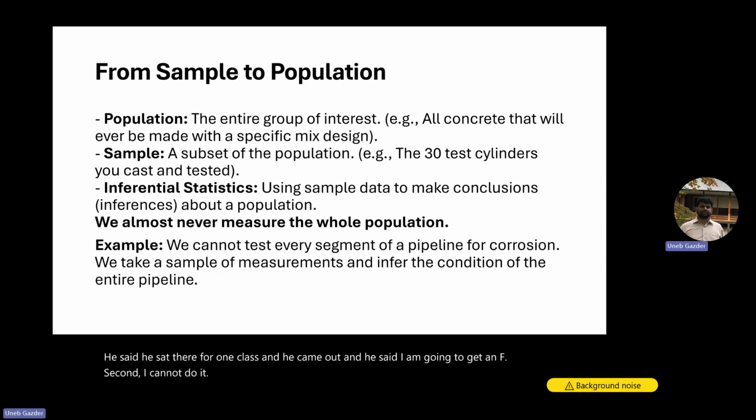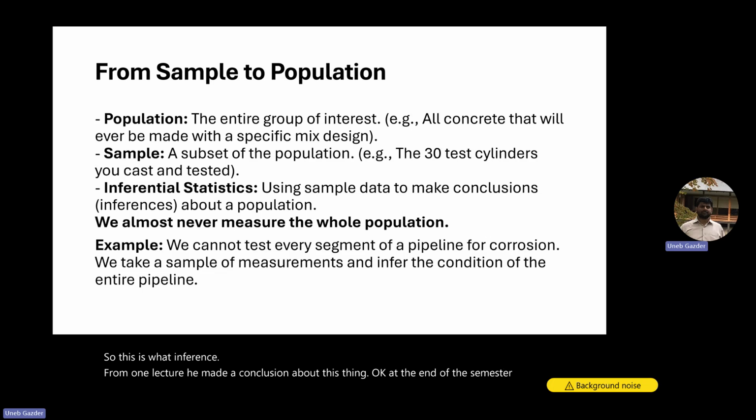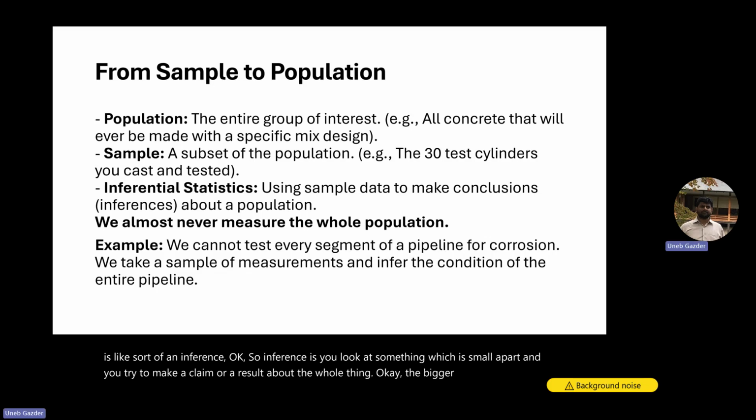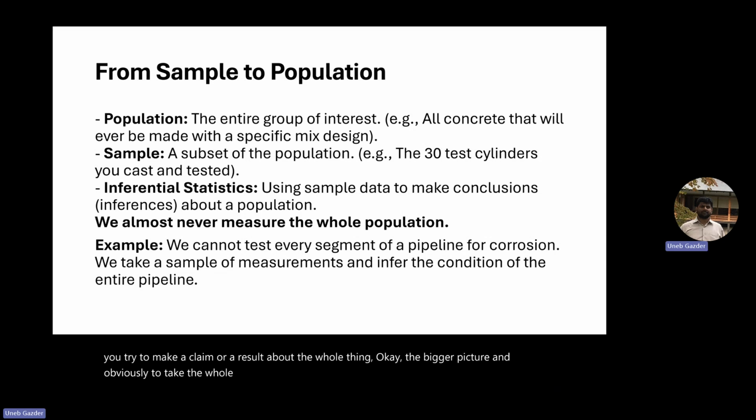So this is inference. From one lecture, he made a conclusion about his grade at the end of the semester. Inference is when you look at something small, a part, and you try to make a claim or a result about the whole thing, the bigger picture. And obviously, taking the whole population is extremely difficult.